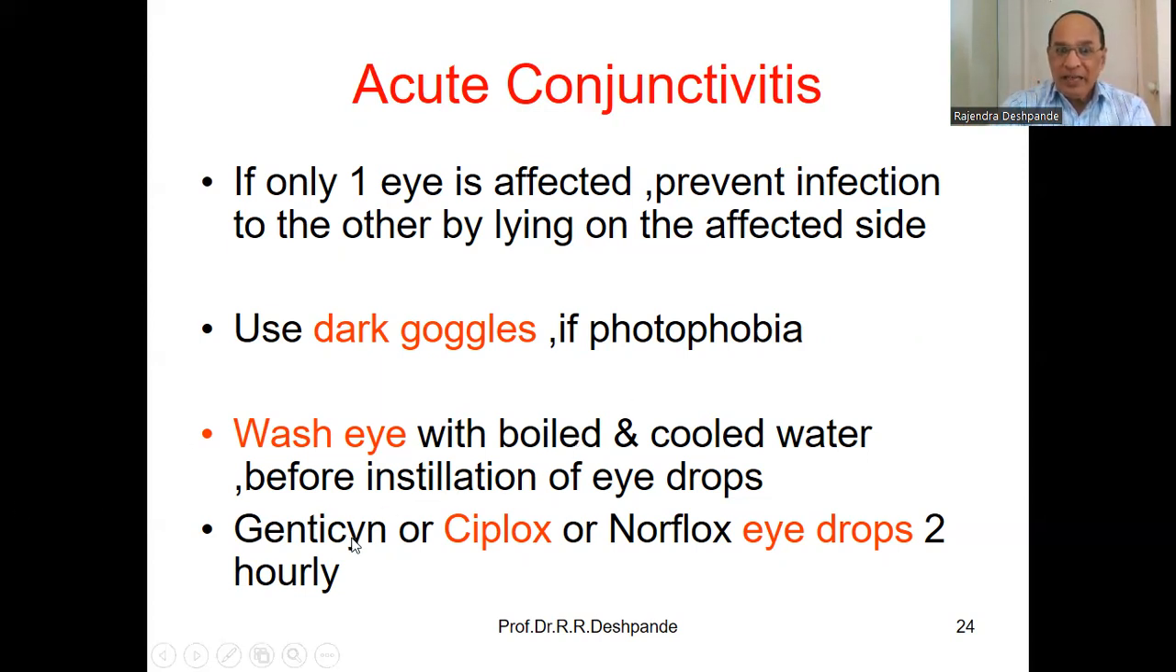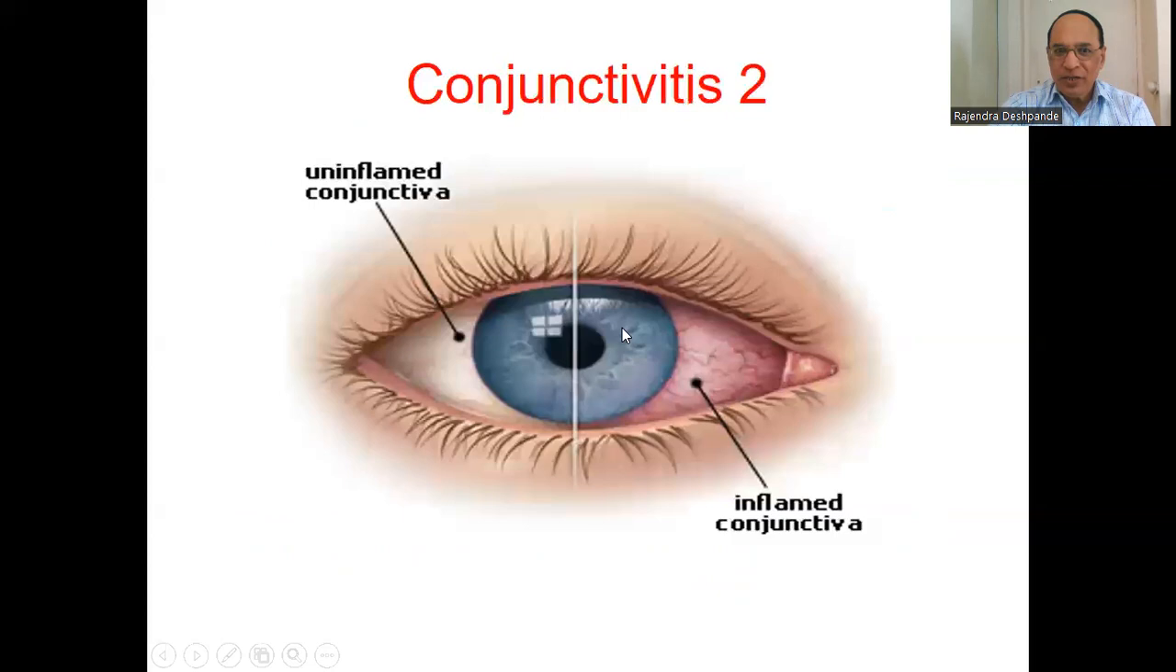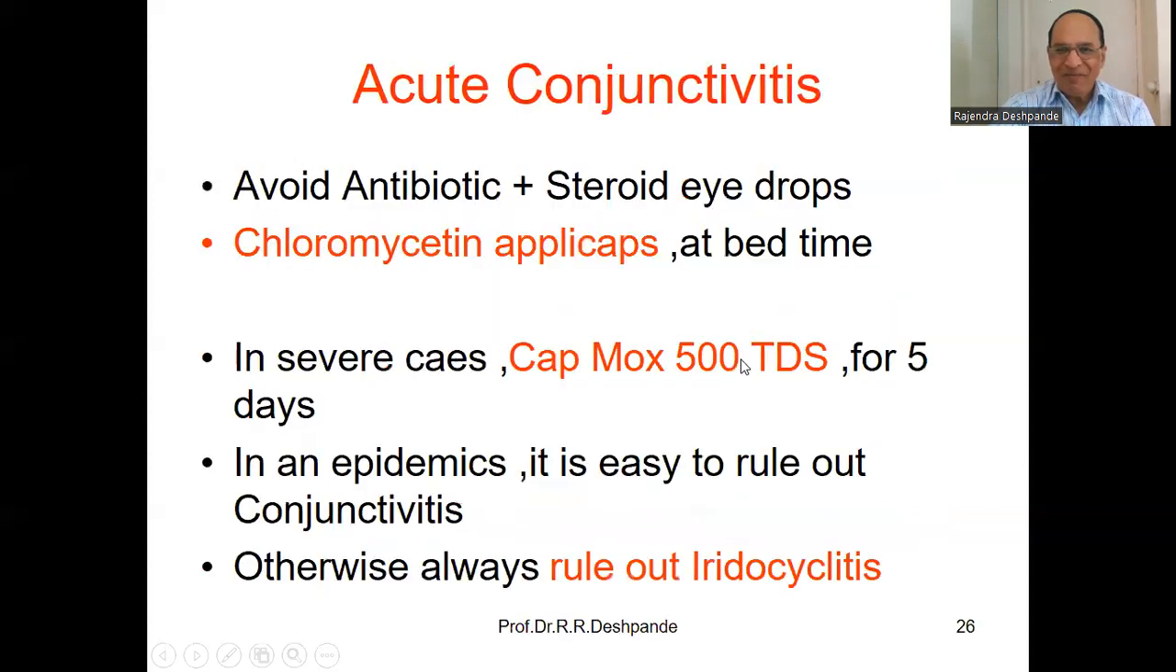Then you have to put either gentamicin or ciprofloxacin or norfloxacin eye drops every 2 hours. Every 2 hours. That is very important because this is acute conjunctivitis. Can you see uninflamed conjunctiva? This is uninflamed conjunctiva and this is inflamed conjunctiva.